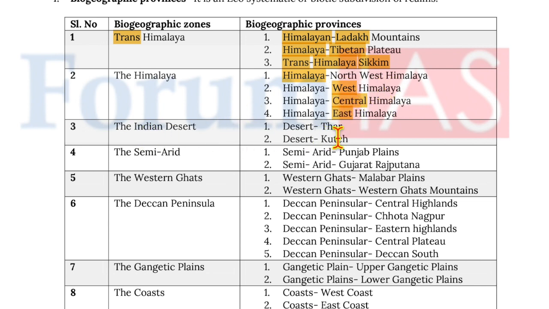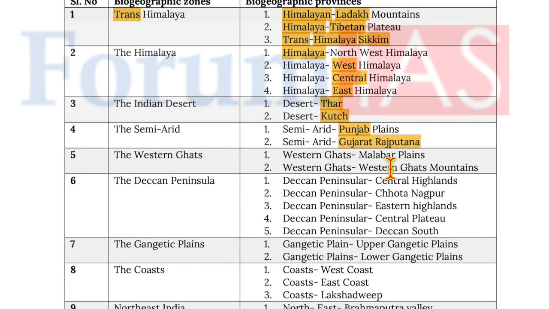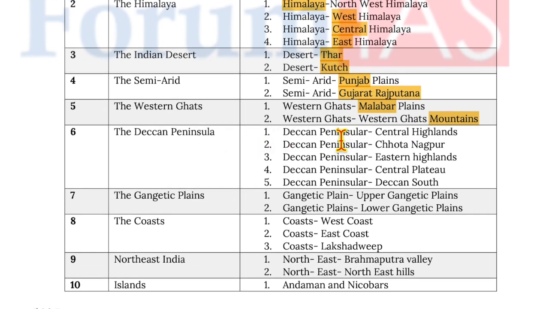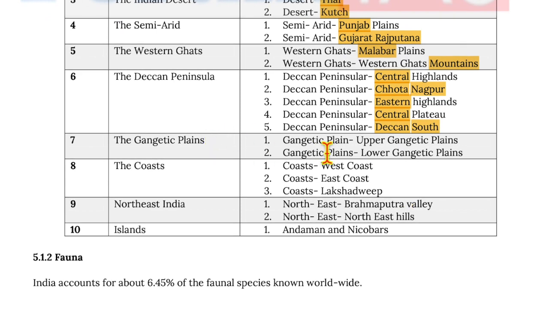In the Indian deserts, we have two deserts, which are the deserts of Kutch and Thar. For semi-arid regions, we have the Punjab Plains and Gujarat Rajputana. Western Ghats would include the Malabar Plains and the Western Ghat Mountains. For the Deccan Peninsula, we'll have the Deccan Peninsular Central Highlands, the Chota Nagpur region, the Eastern Highlands, and the Central Plateau and the Deccan South. Gangetic Plains would include the Upper Gangetic Plain and the Lower Gangetic Plain. The coasts would include the East Coast, West Coast, and the Lakshadweep.